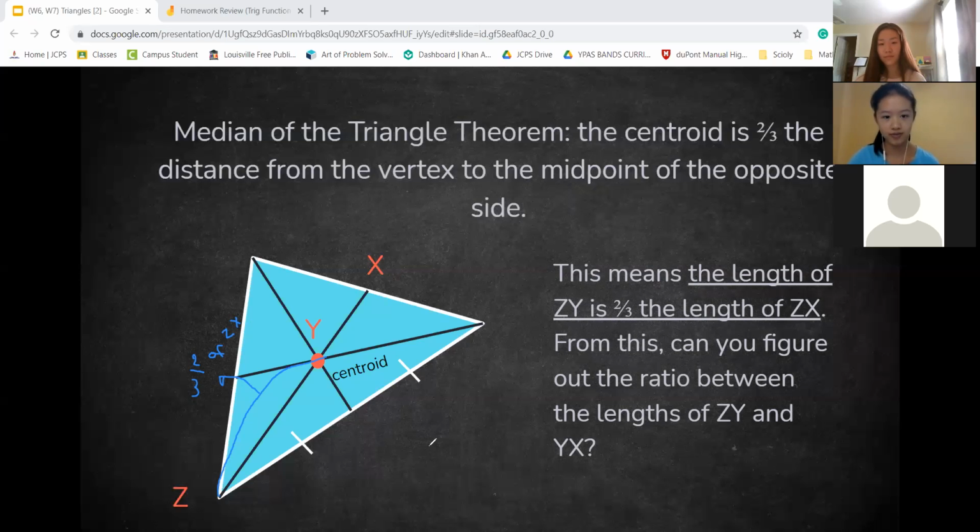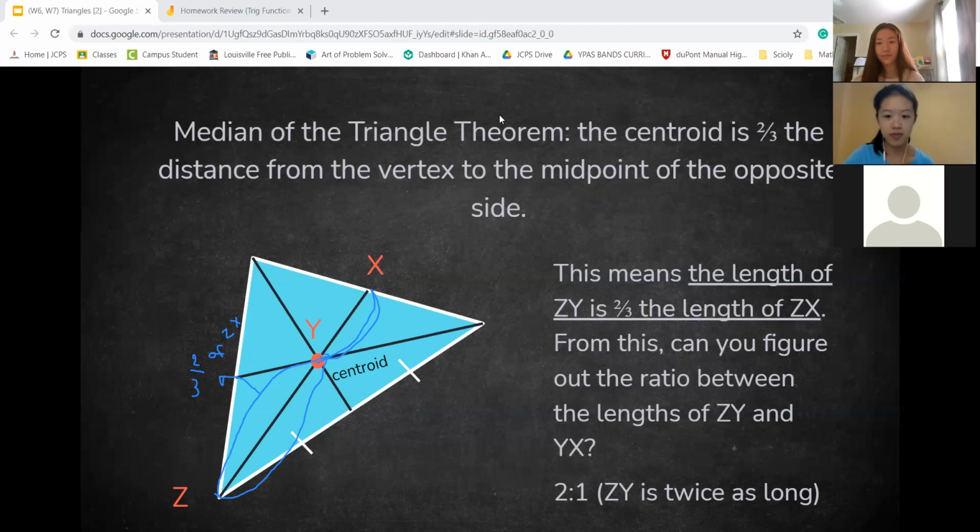So the ratio of this little part and then this part. And you know that this longer line is 2/3 of the whole thing. So 2 by 1. Yeah, I see you guys have gotten the correct answer. So this means that ZY would be twice as long as YX.